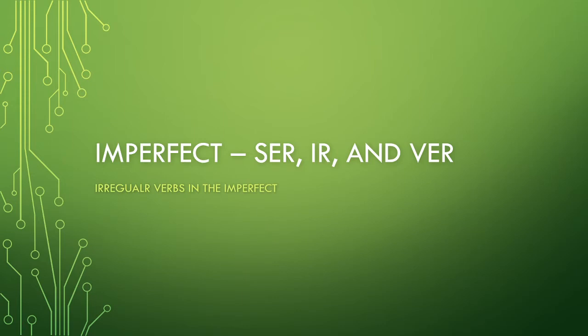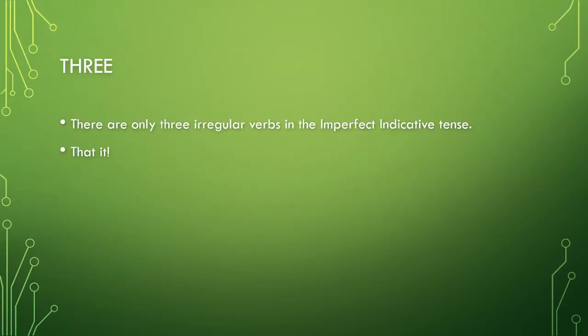Hola. Today we're going to talk about the imperfect of ser, ir, and ver. This is going to be a really short video because this is really simple. There are only three irregular verbs in the imperfect tense. That's it, just three.